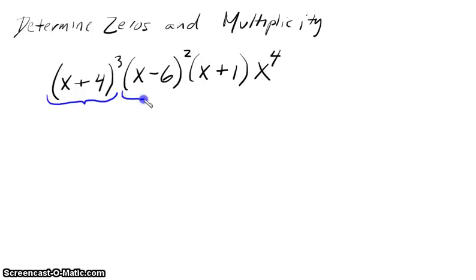We're looking at this one. We're looking at this one. And we're looking at this one. Don't forget that one, okay? And then you ask yourself, what value of x makes it zero?